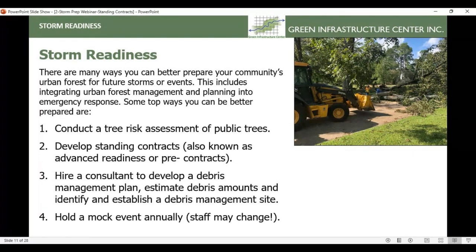Things such as staff turnover happen, and people always need a refresher on what the plan is during a response, just so that we can move more quickly and efficiently when the real thing happens. And so holding some kind of mock event annually can really help to solidify that so everybody's on the same page. And if there's anybody new to the community, they are able to understand what the response is when a storm happens.